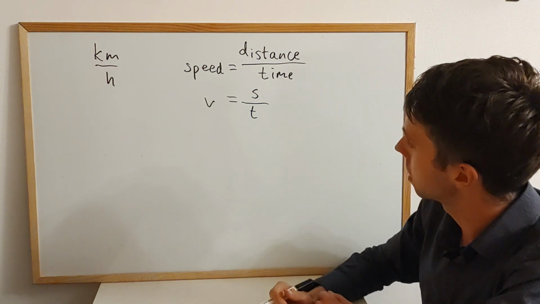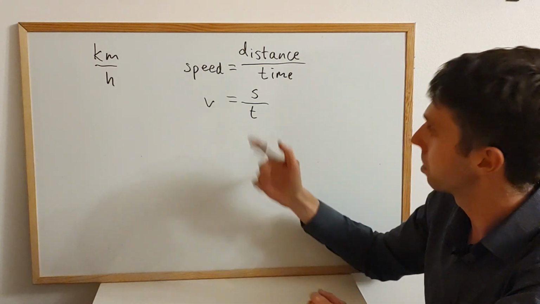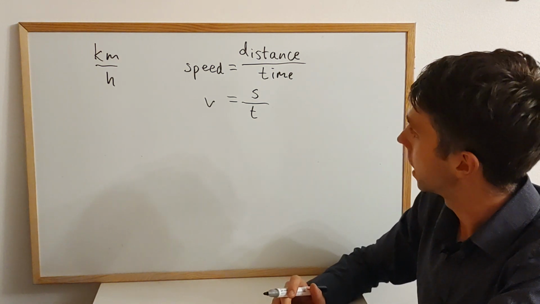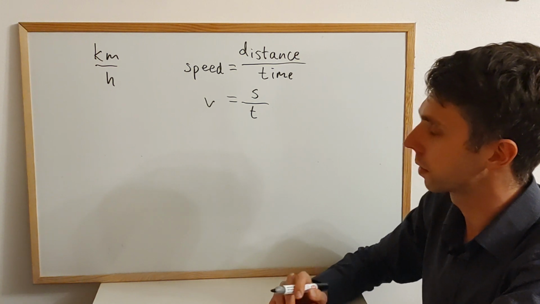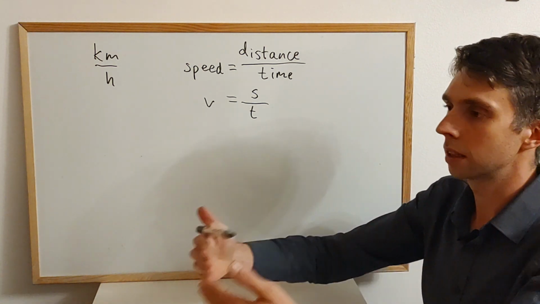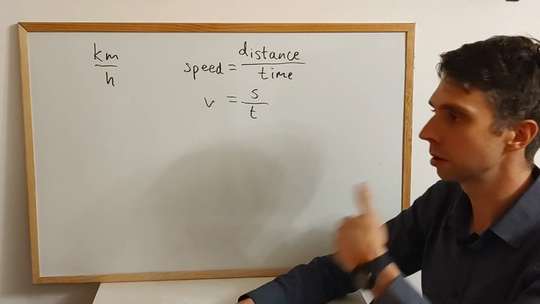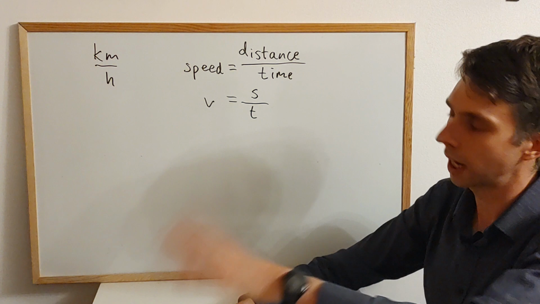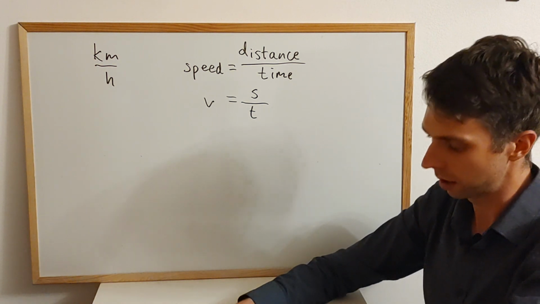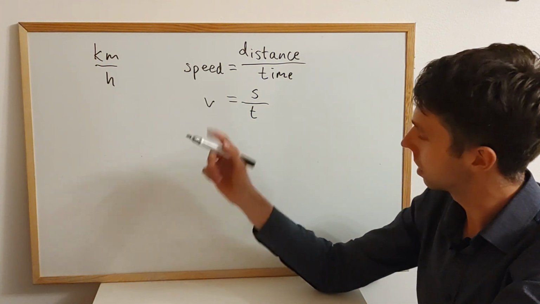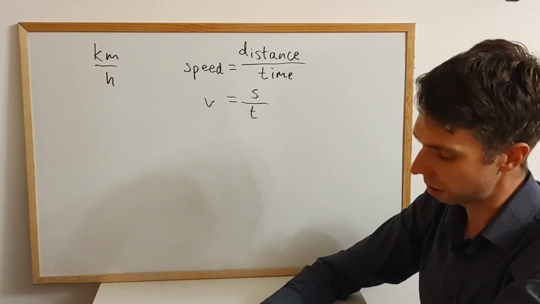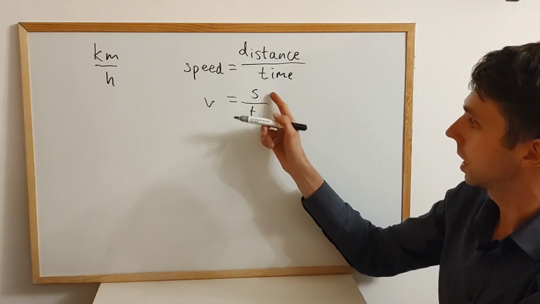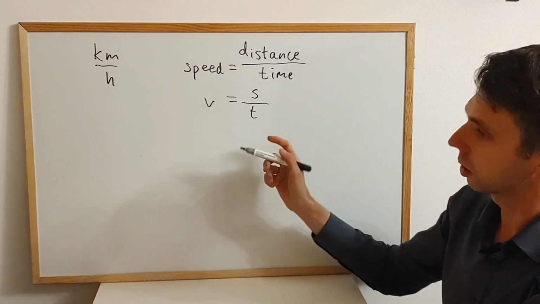First of all, this formula, this simple equation, is not applicable everywhere. It's applicable if you have constant speed, which means you drive all the time with the same speed, all the time 50 kilometers per hour. Or it can be the average speed. So it means you divide the total distance by total time.